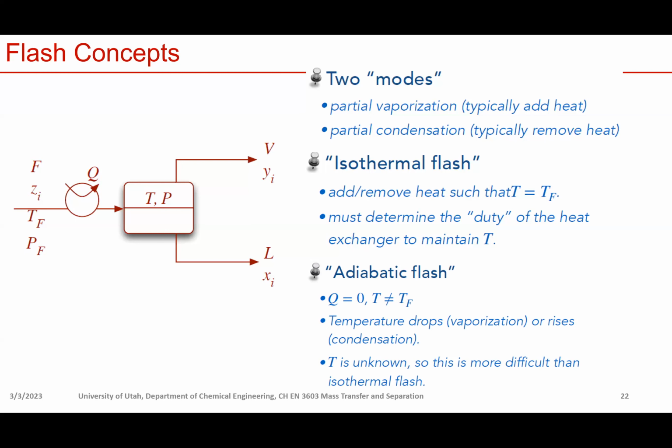There's also an adiabatic flash. That is to say that we don't care about the temperature change in the flash drum. We just operate the system without adding or removing any heat, so the system is adiabatic. Q equals 0, but T will be different from TF. If we have a liquid stream and we partially vaporize it, then T will be lower than TF, whereas if we have a vapor phase and we condense it, then it will be otherwise. In this case, T is unknown, so it's more difficult than the isothermal flash.